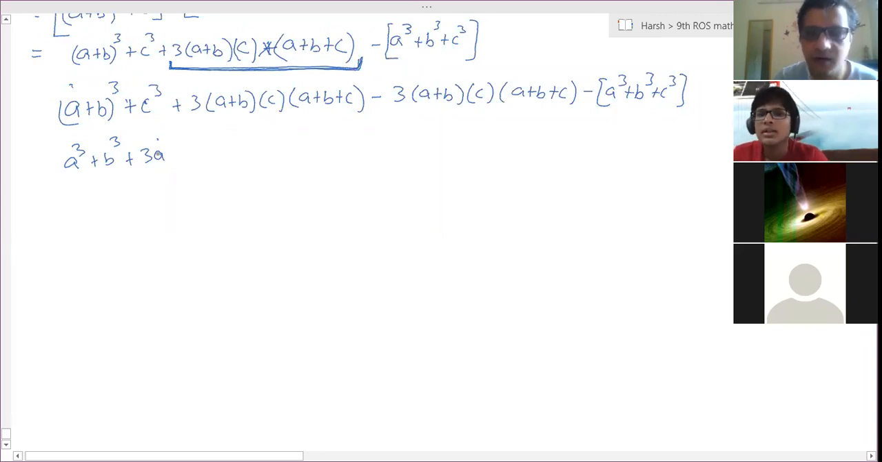But in Jira, it is 3ab. So the formula is a cube plus b cube, and then again c, plus c cube.